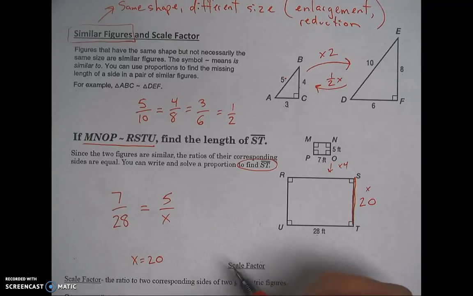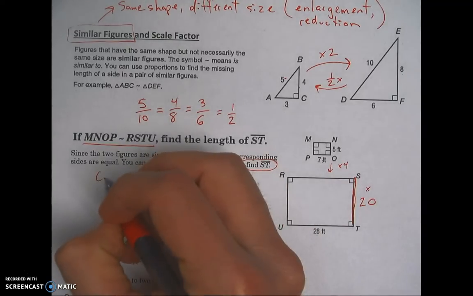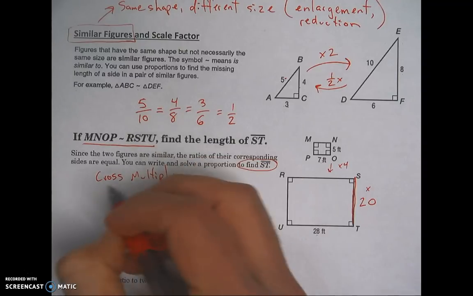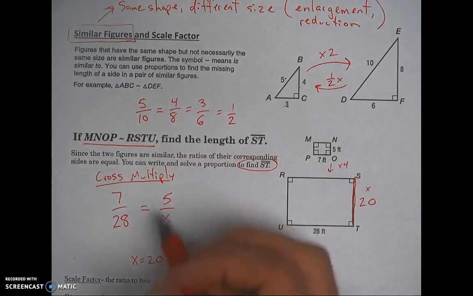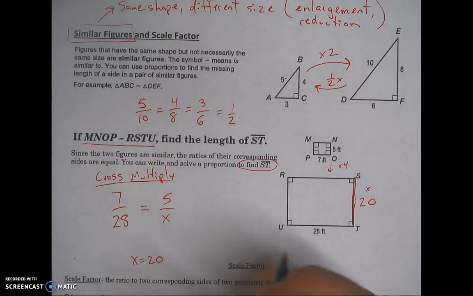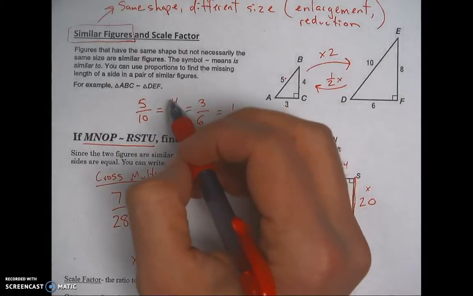What if the numbers aren't so easy? So what you're going to do is cross multiply if they're not so easy. And what that means is you can multiply the diagonals, and they have to come out to the same number. Take a look up here.